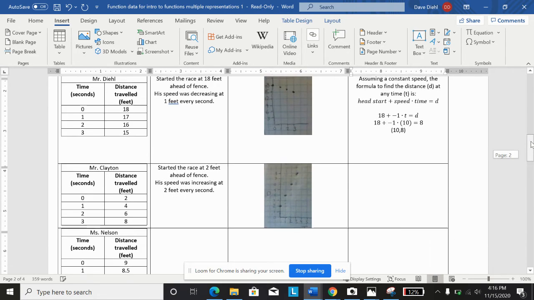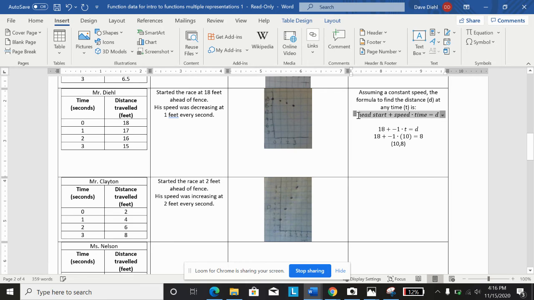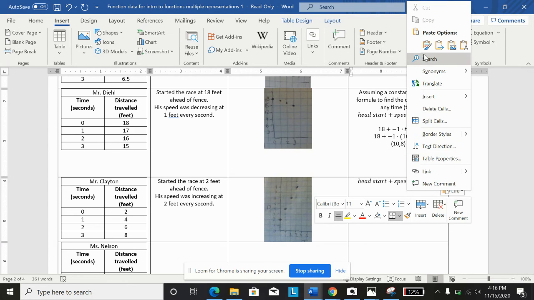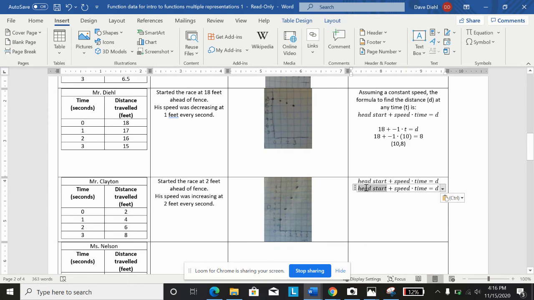So again, if we know that this formula is true, the head start plus the speed times however long you're running at that speed equals the distance, then let's start plugging in the numbers. We know his head start was 2. We know his speed, just by coincidence, is also 2, but that's because he's increasing at 2 every second, right? And I'm going to shorten time to t and distance to d, and there's my formula.